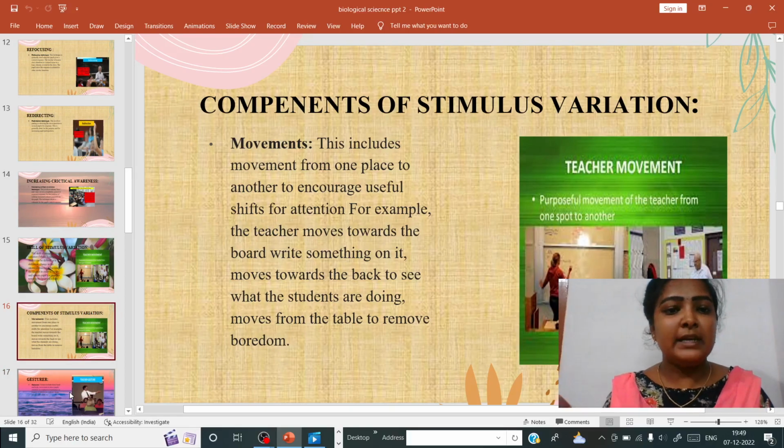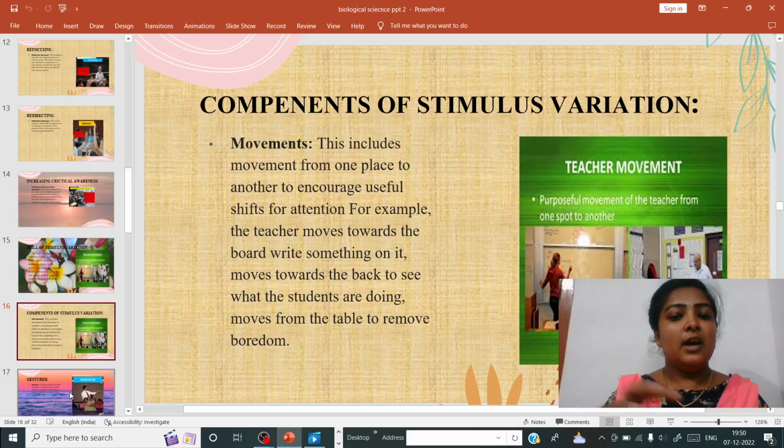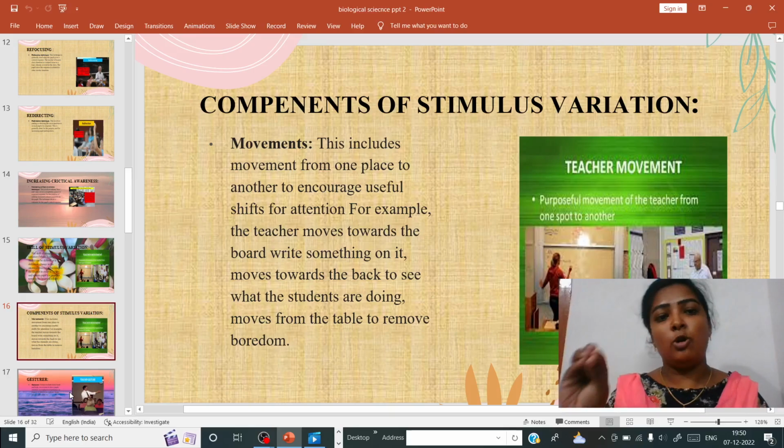The first one is movement. As a teacher we have to move from one place to another to produce useful shifts in the attention gripped by the students. The teacher first moves towards the blackboard and writes something on the board, and then moves back to see what the students are doing and what will happen. That is movement.